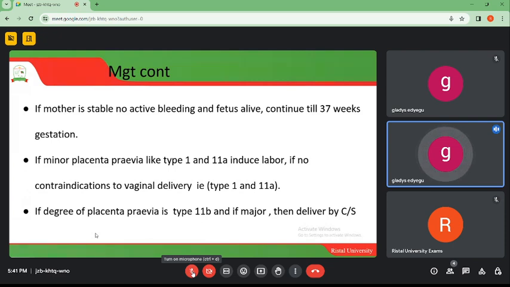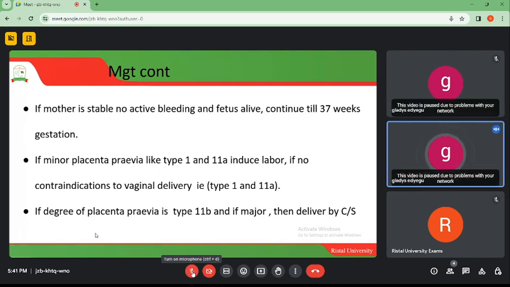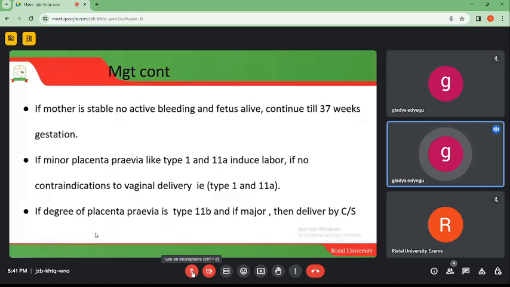Then the anterior placenta, the one that is grade 2, it's not typically a concern, I can say, because the mother can easily deliver vaginally. So that is what this statement is telling us.